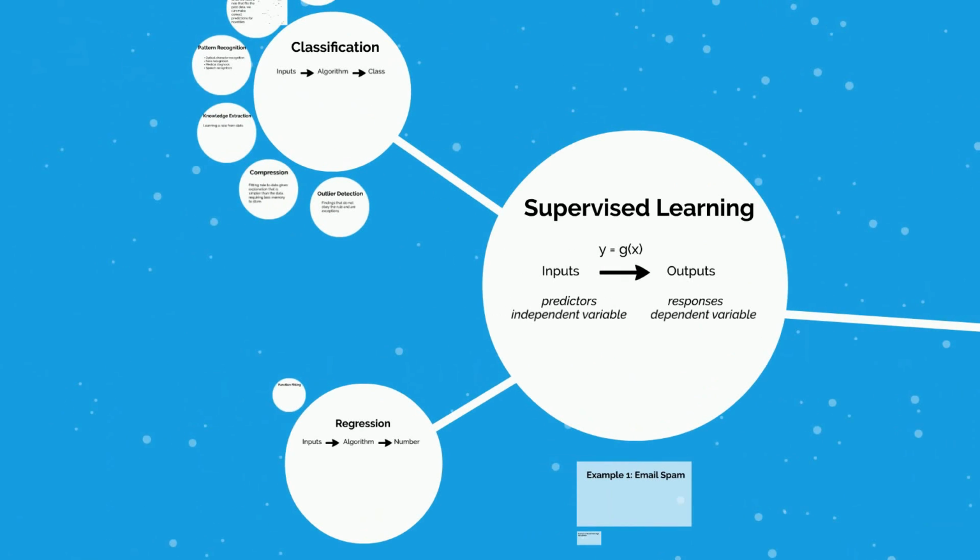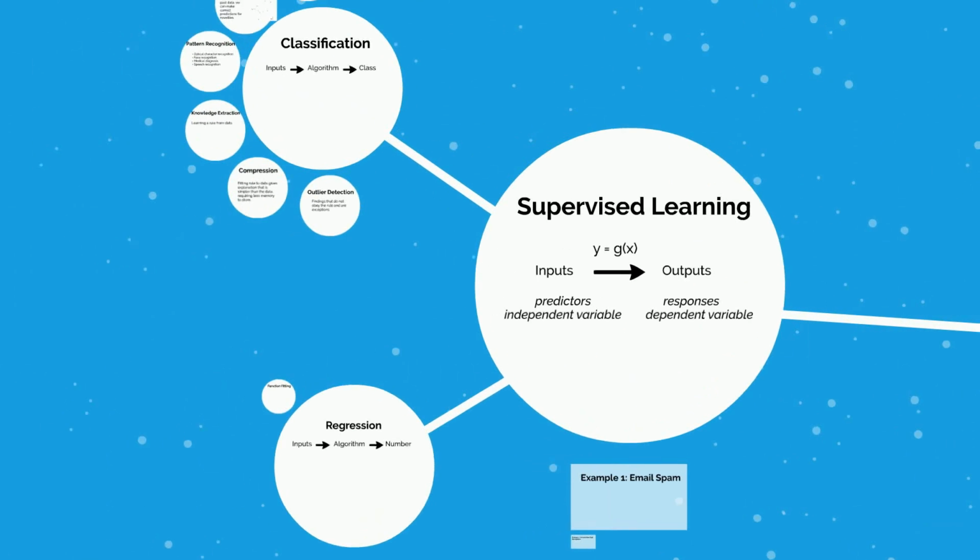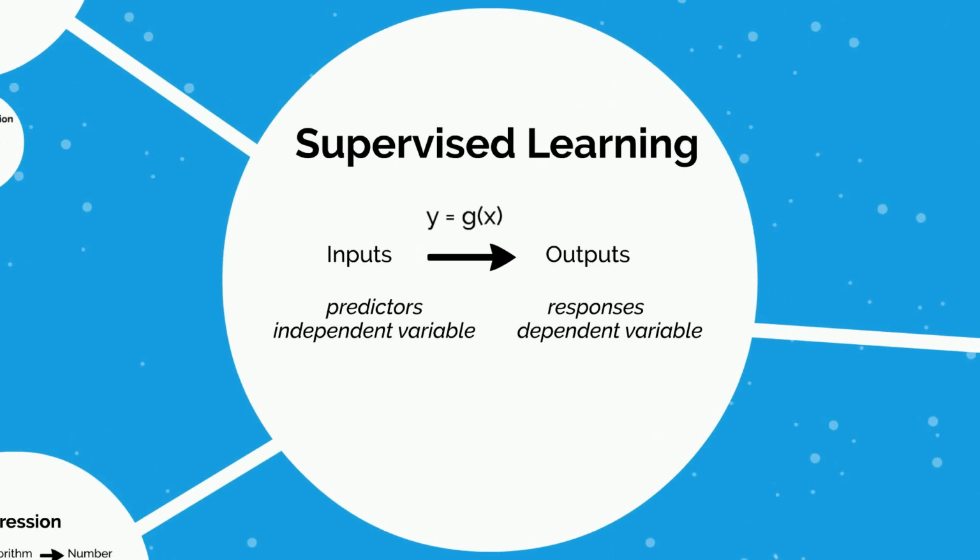All right, so our first type, supervised learning. If you remember, we touched on this briefly in the first video. In supervised learning, you're going to have inputs and outputs, and you're going to have an algorithm that transforms your inputs to your outputs. For supervised learning, the inputs are often called predictors or the independent variable, where the outputs are going to be your responses or dependent variable.